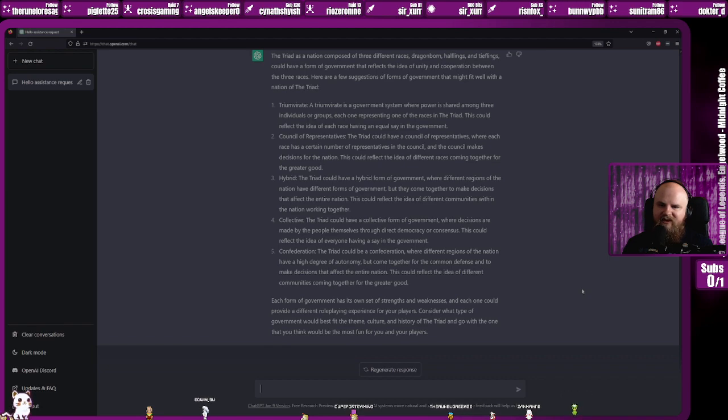Collective. The Triad could have a collective form of government where decisions are made by the people themselves through direct democracy or consensus. That would not work. Confederation, where different regions of the nation have a high degree of autonomy.